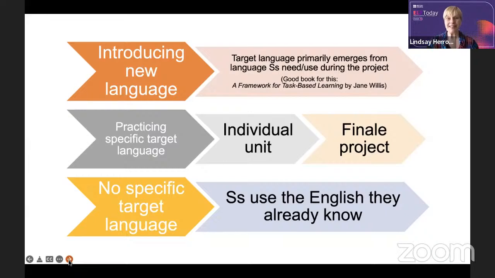Or it can be completely no specific target language and students just use the English they already know. This is kind of nice too, because then students are motivated to look up the words and the grammar that they need in order to express themselves most effectively.